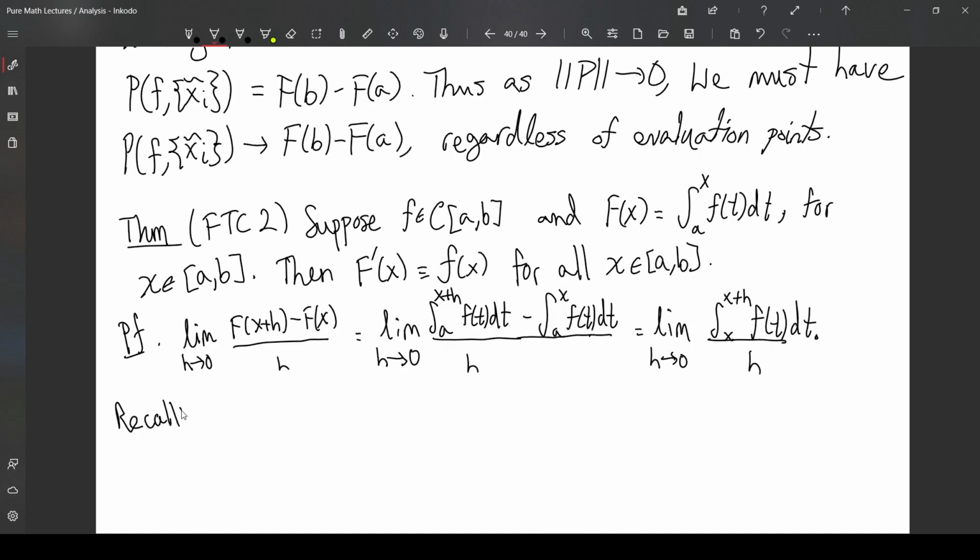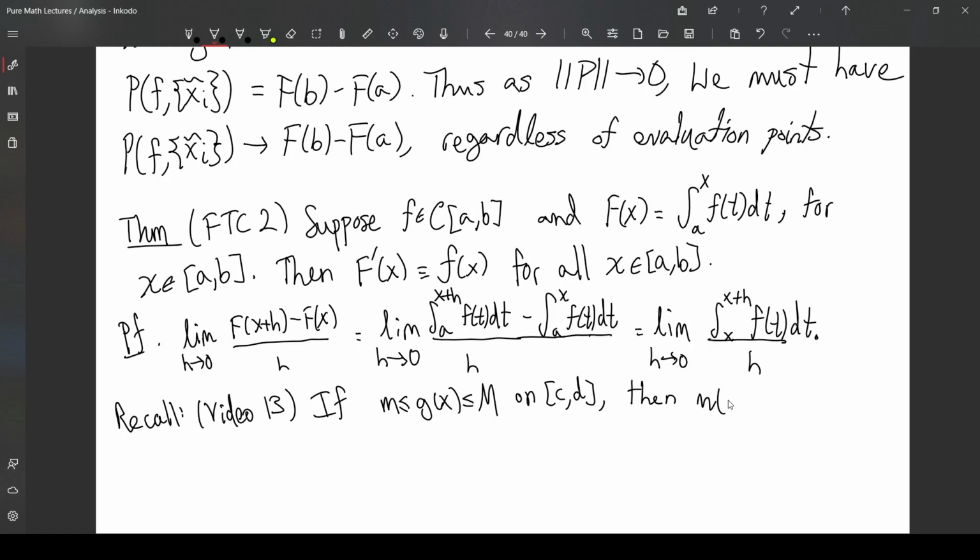Now, recall in video 13, we proved that if a function g of x is bounded on the interval c to d, then we know that the integral over c to d of g of x dx is bounded by two things: the length of the interval, and the actual function values that the function is bounded by.